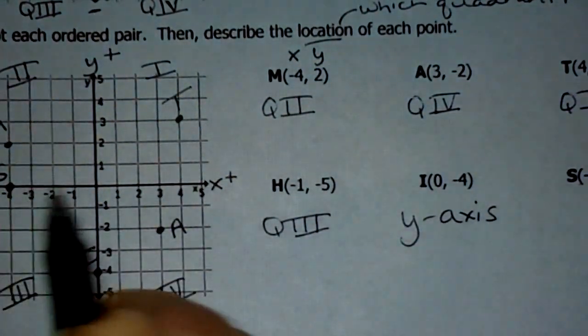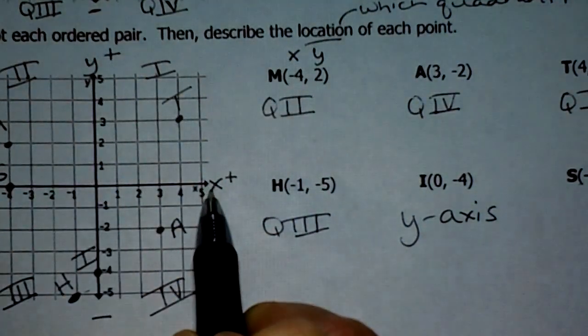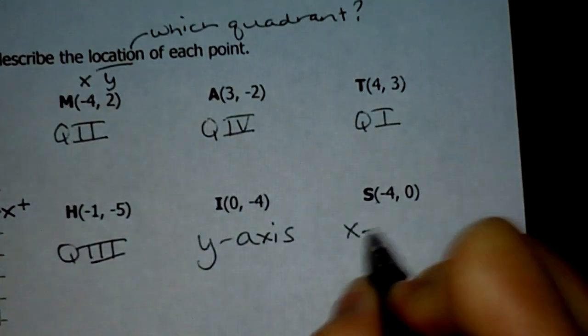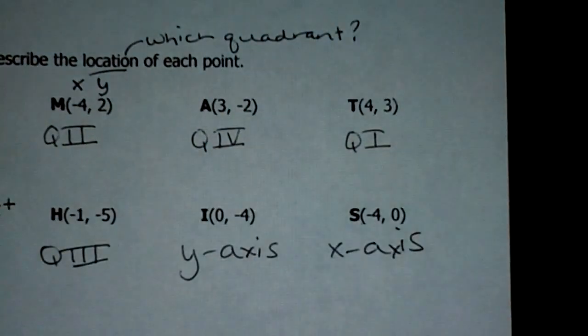And which line is it walking? It's walking the horizontal line. And that horizontal axis is your x-axis. So go ahead and write down x-axis. And now, yes, you are done for the day.